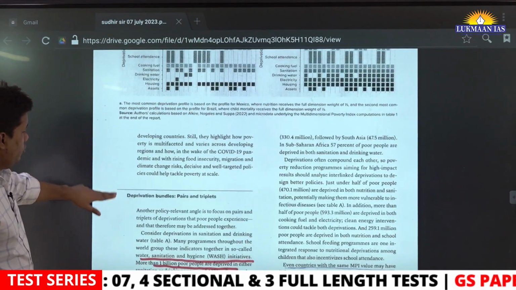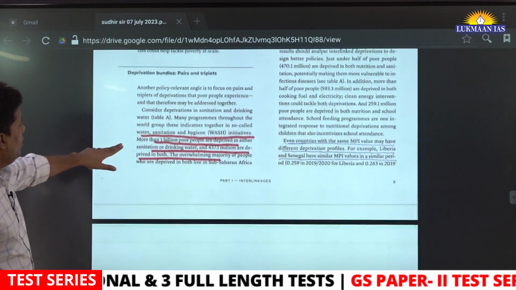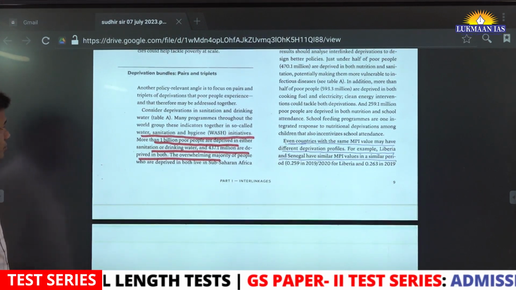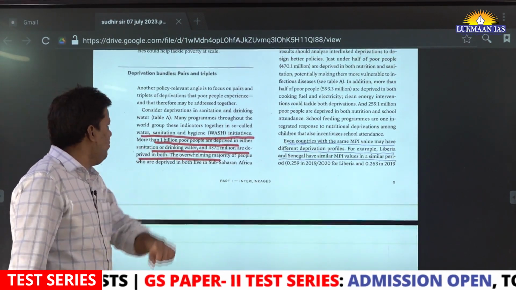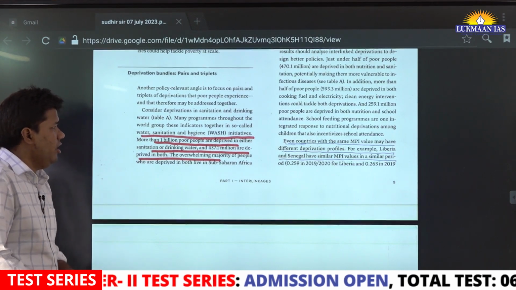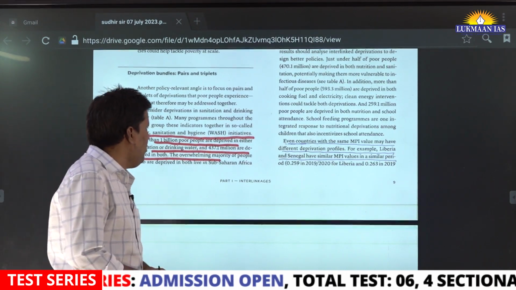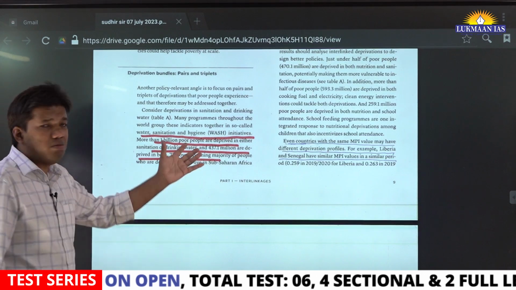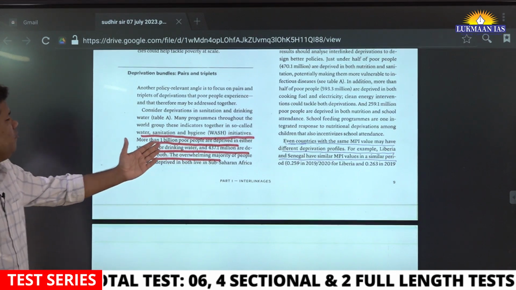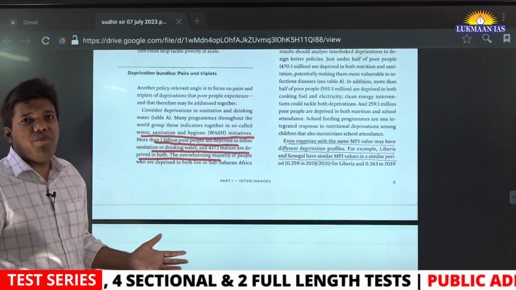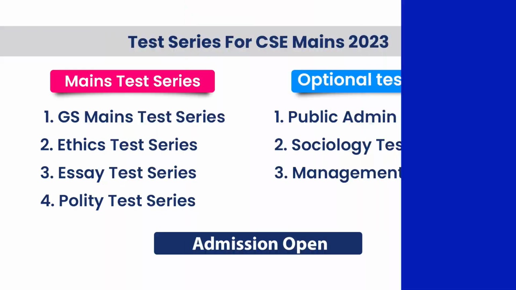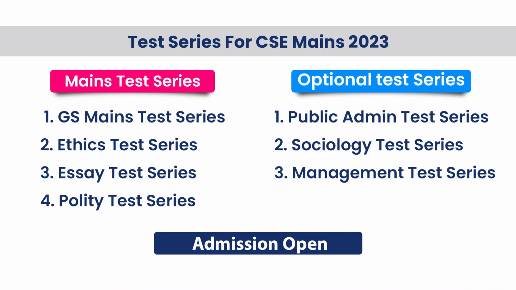Okay. Now let me show you. Here they talk about the WASH scheme. More than 1 billion people are deprived in either sanitation or drinking water, and 437 million people are deprived in both. Right. So can you see this is a big problem. 1 billion people are deprived in sanitation or drinking water. Okay.